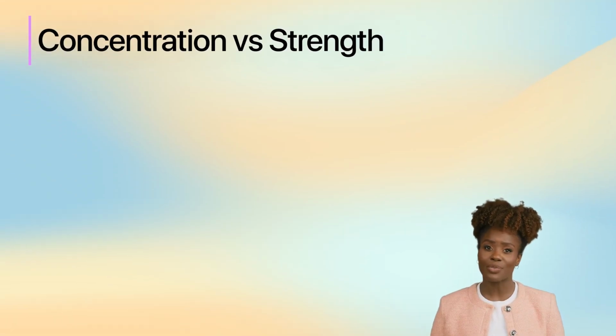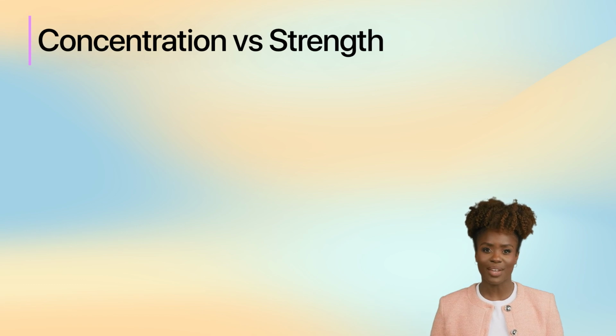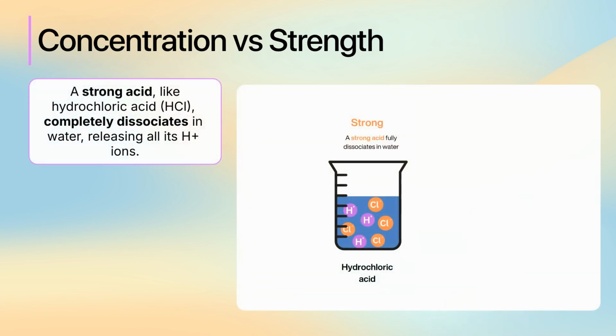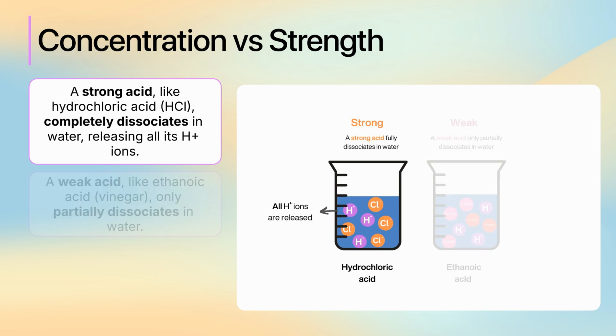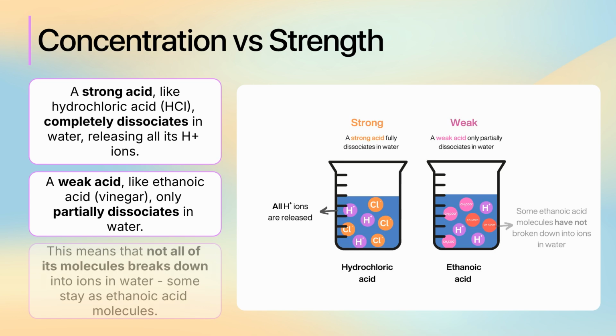It's important to differentiate between the terms strong and weak, and concentrated and dilute. A strong acid, like hydrochloric acid, HCl, completely dissociates in water, releasing all its H+ ions. A weak acid, like ethanoic acid, vinegar, only partially dissociates in water. This means that not all of its molecules break down into ions in water. Some stay as ethanoic acid molecules.